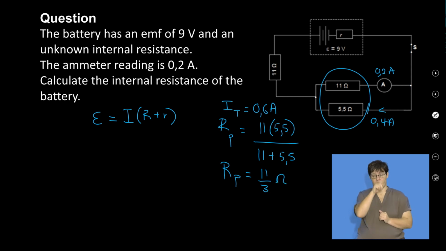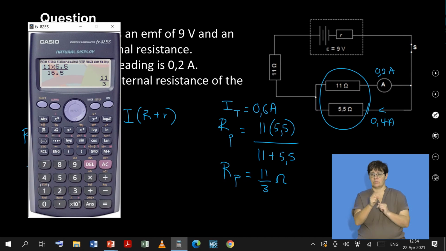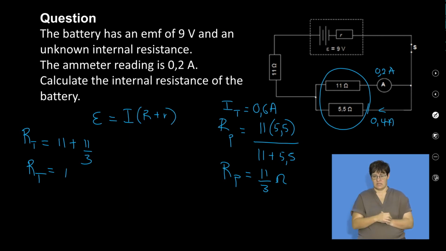But then our total resistance in this circuit, which is R parallel plus 11, so our R total for the external resistance becomes, if we calculate that, 11 over 3 plus 11, because that is in series. What do we get? We get 44 over 3 ohms. So we are here now.